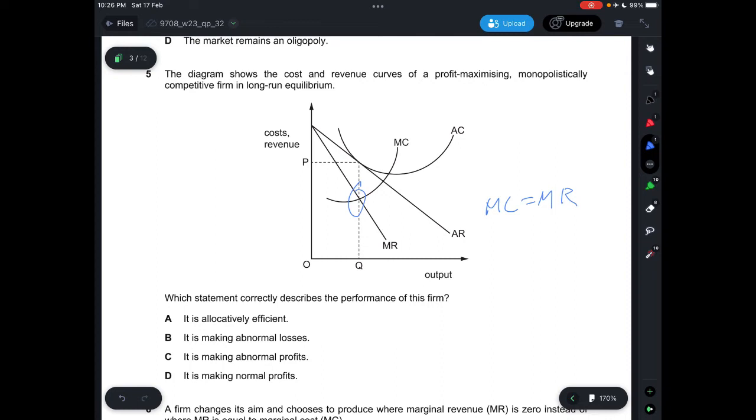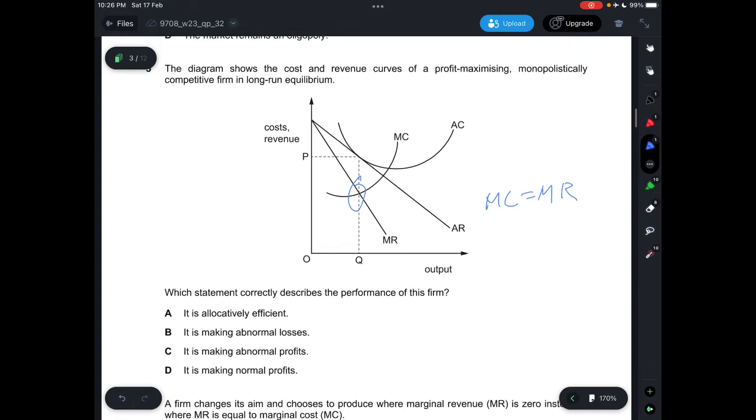If you look at the AC curve, you can see that it is touching the AR curve and at the same time touching the quantity that the firm is producing. So in this case, because the AC here also equals AR, that means that even though the firm is producing at a point where they want to maximize their profit, the cost itself and the revenue are the same, so they are not making a loss, neither are they making abnormal profits. They're just making a normal profit, which means revenue minus cost equals 0.